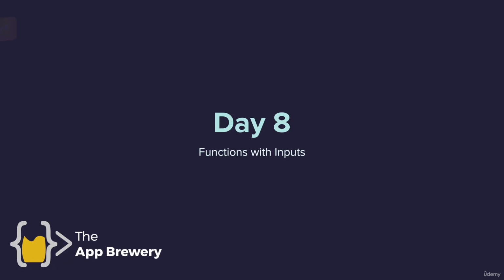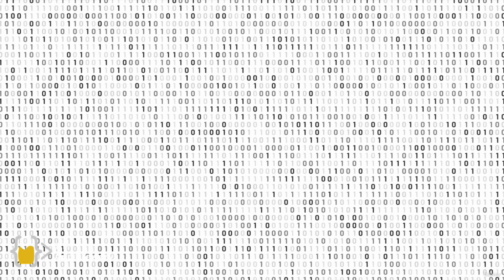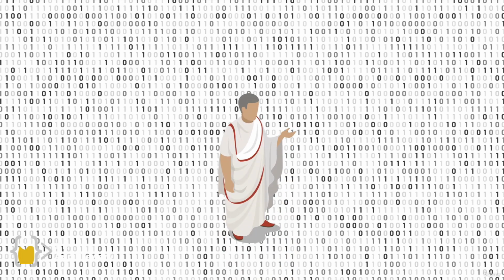Hey guys, welcome to day 8 of 100 Days of Code. And today we're going to be looking at functions that allow you to give them inputs. And once we've learned all of that and we've grasped it, then we're going to be building a Cipher program. And the Cipher program is called Caesar Cipher.